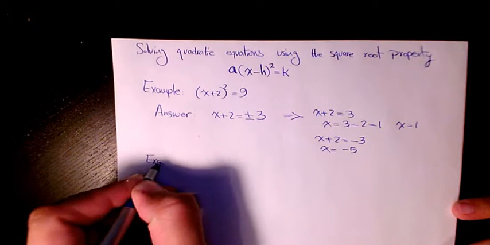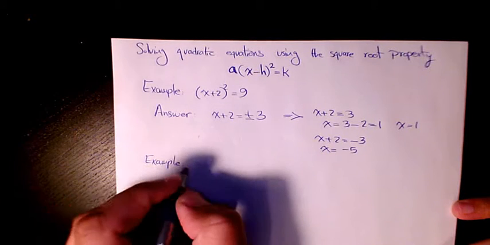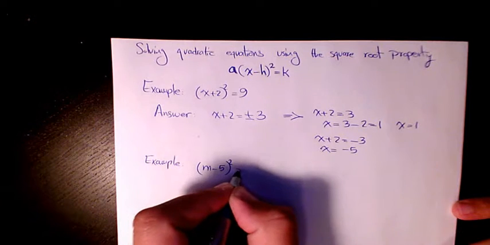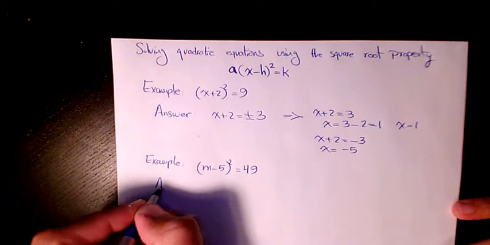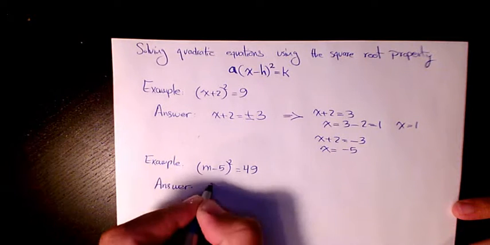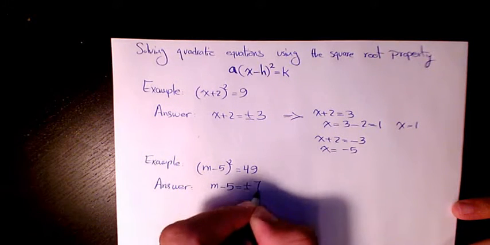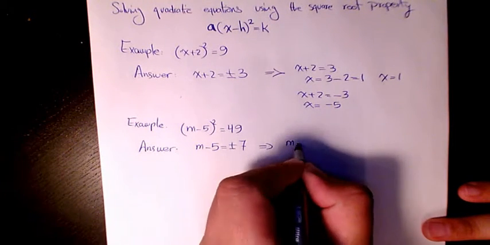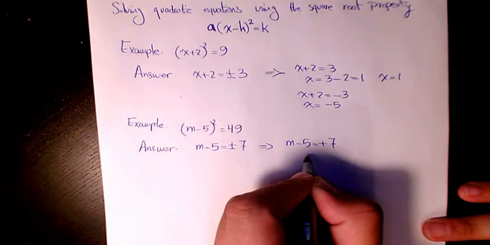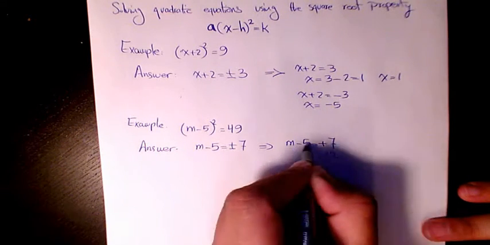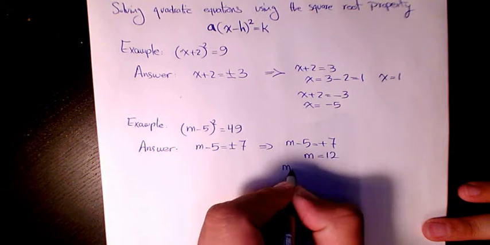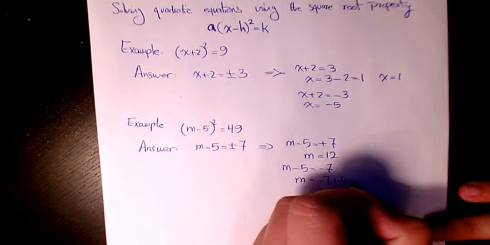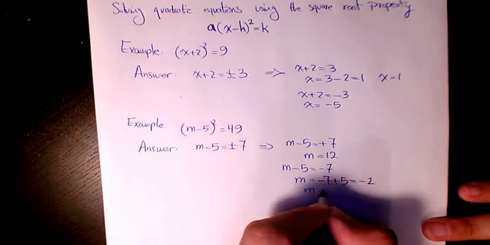Next example, (m minus 5) to the power of 2 is 49. Answer is m minus 5 is plus minus 7 because the square root of 49 is 7. Then I can say m minus 5 is positive 7, so m will be 7 plus 5. And when m minus 5 is negative 7, m will be negative 7 plus 5, which is negative 2. So m is negative 2.